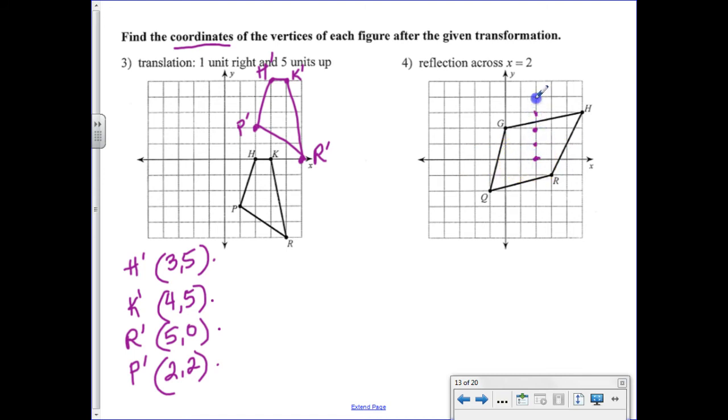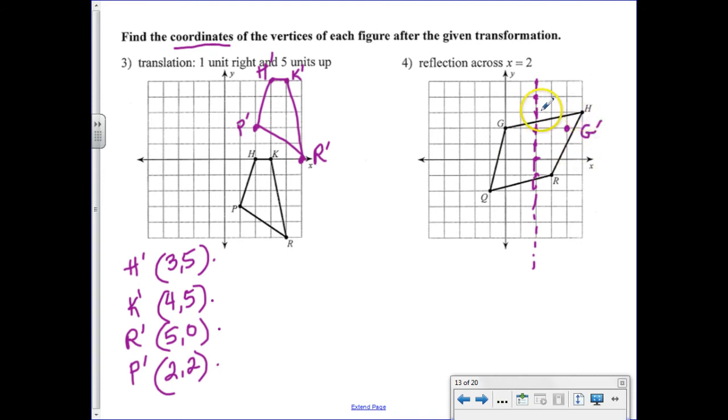Okay? Like this. Okay? So imagine this as your fold line, and now you're going to go ahead and map things on the other side of the line. So if I start, let's start with G. G is right here, and it's 2 units to the left, so now your new G, G prime, is going to be over here.